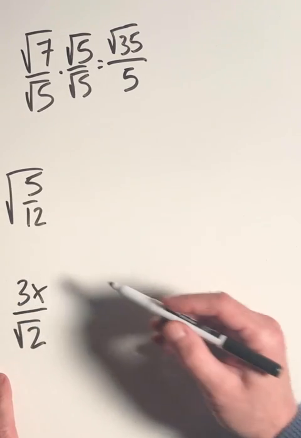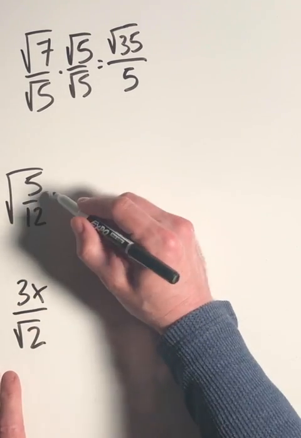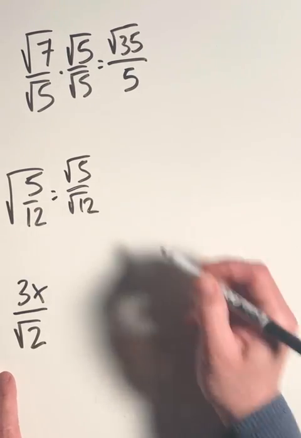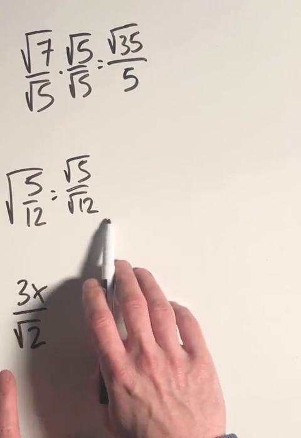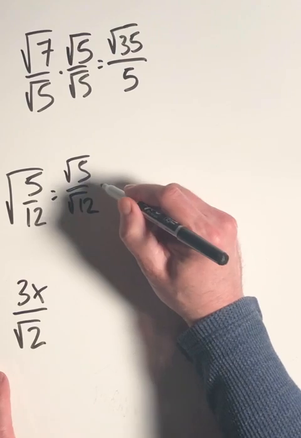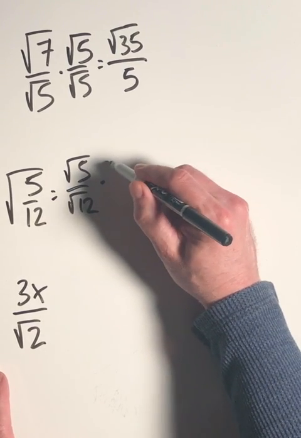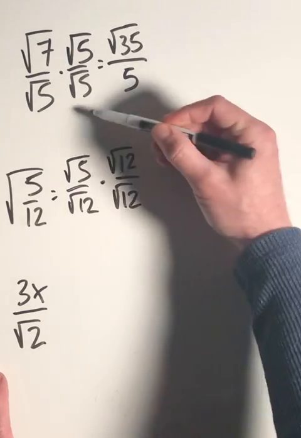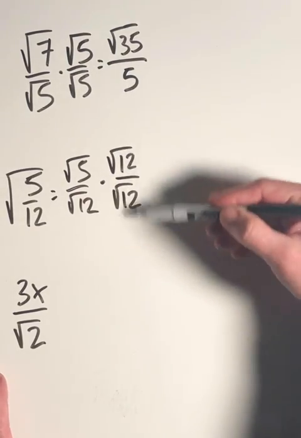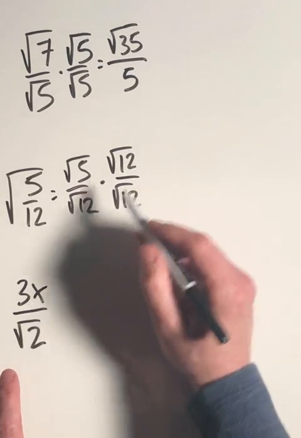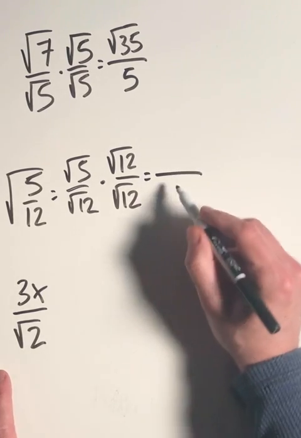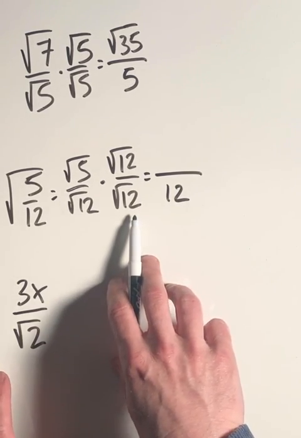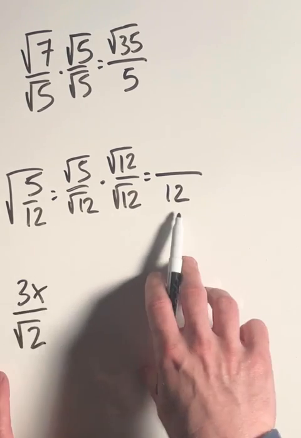If I look here at the square root of 5/12, again, I can recognize that this is the square root of 5 over the square root of 12. This is not a rational number, so this is not simplified. So in order to simplify it, I need to rationalize the denominator by, again, multiplying by itself over itself. That's giving me the denominator that is now a rational number. The square root of 12 times the square root of 12 is the square root of 144, which is 12.